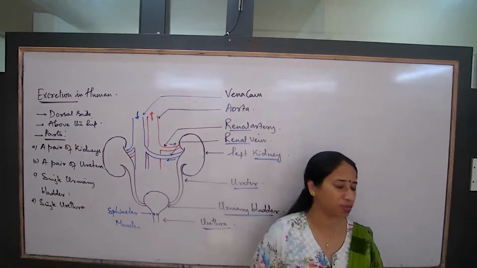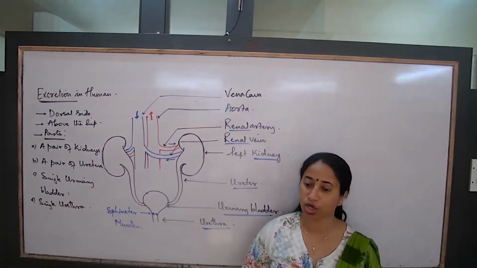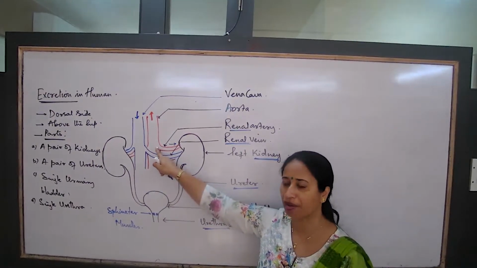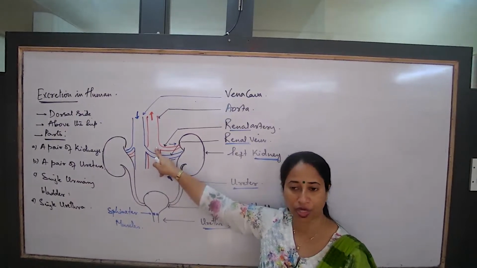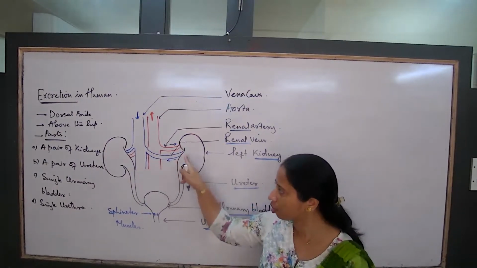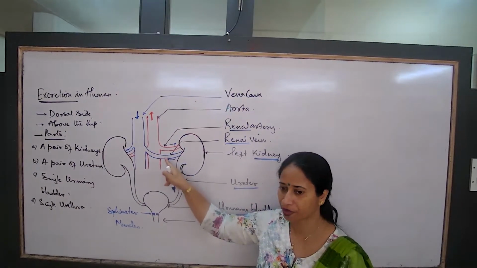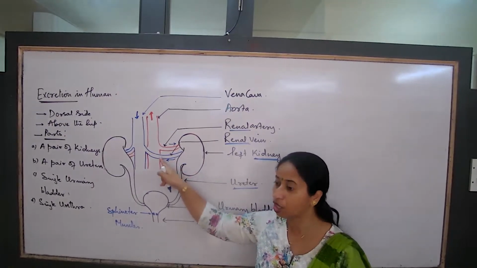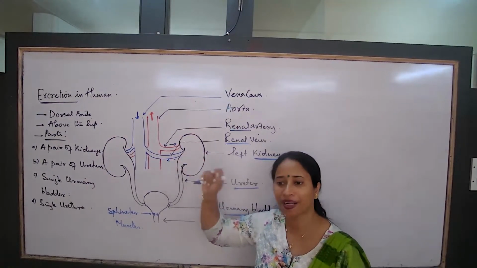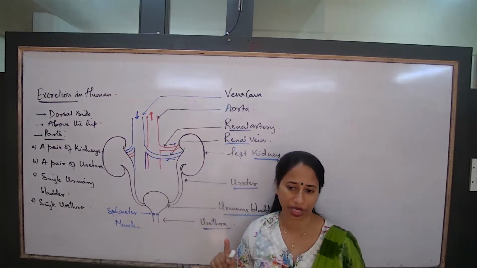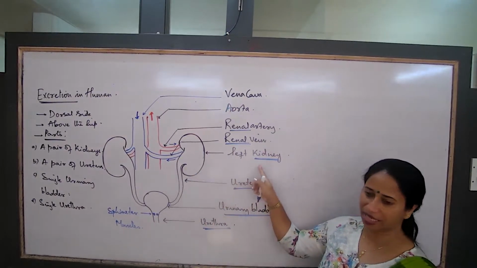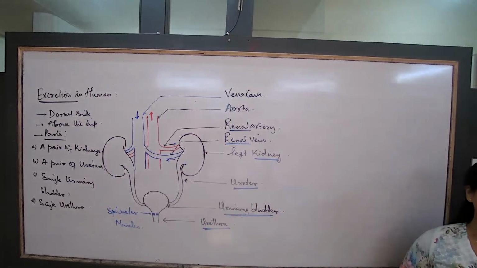For the time being, always remember urea and uric acid, the two major nitrogenous waste substances. Which blood is supposed to have a high concentration of urea and uric acid? This blood or this blood? The oxygenated blood, and this is getting filtered here. So the blood here is deoxygenated but has a lower concentration of urea and uric acid. Understood this concept first?